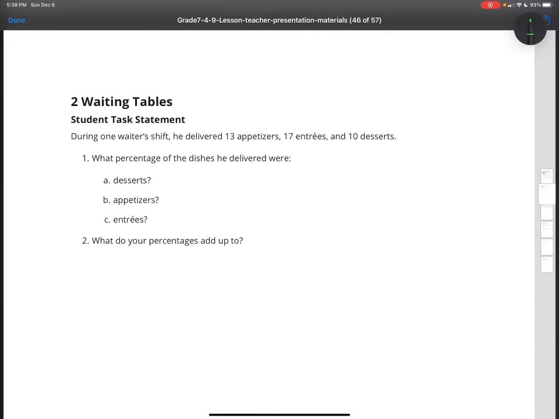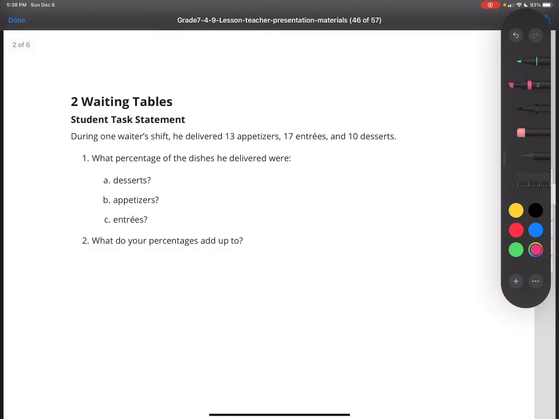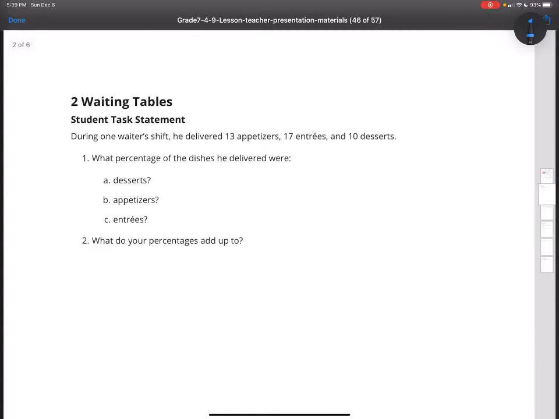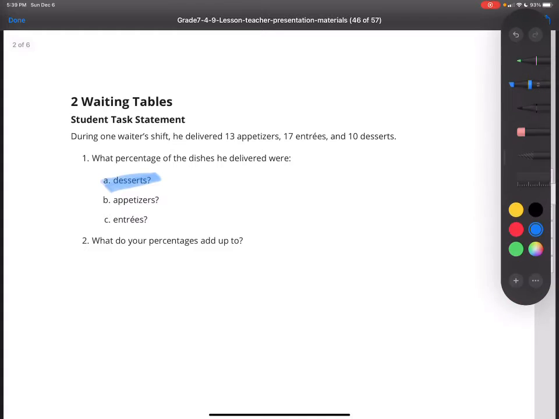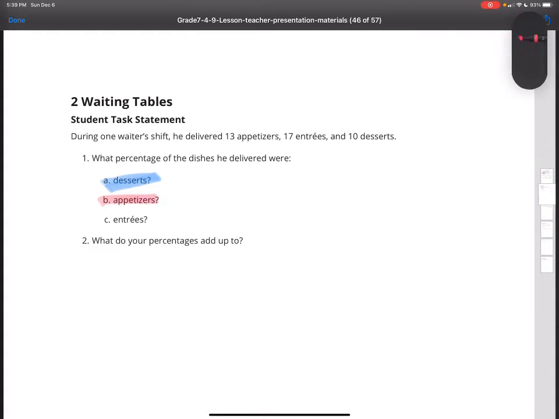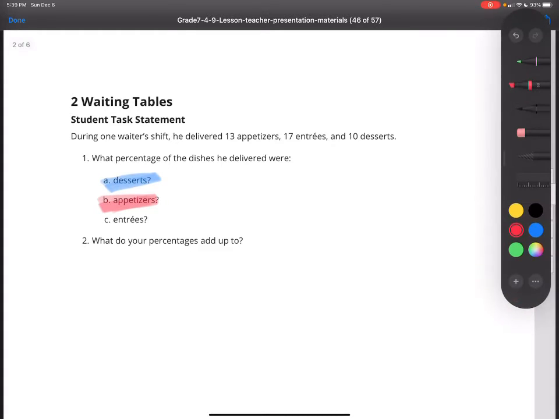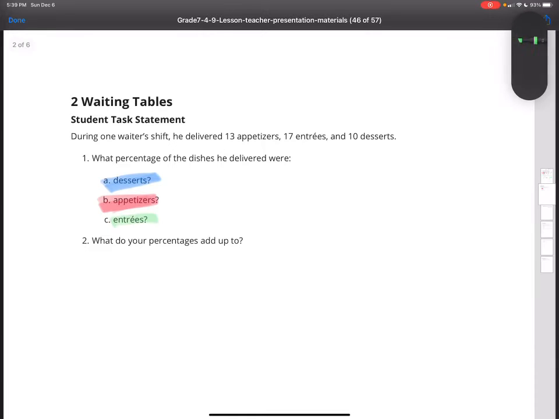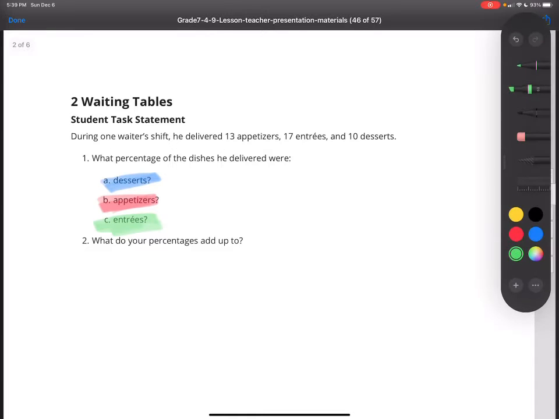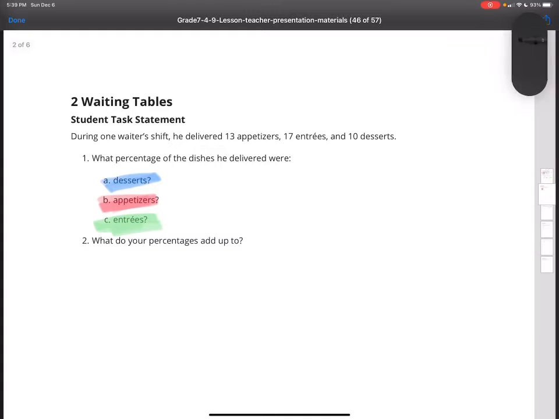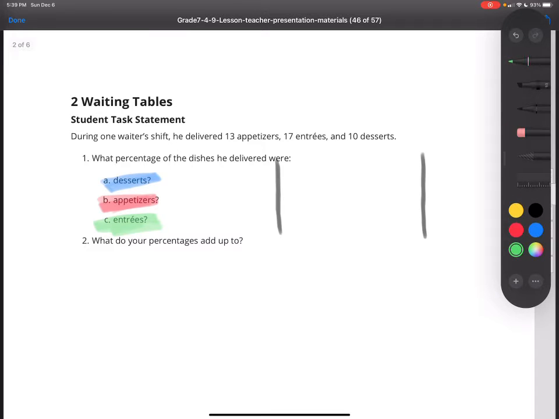So what I'm going to do is the same thing I did in the warm-up. I'm going to associate each letter with a color, which means dessert is going to be blue, appetizers is going to be red, and entrees is going to be green. All right. I'm going to partition my paper into 3 sections. And we're going to start off.